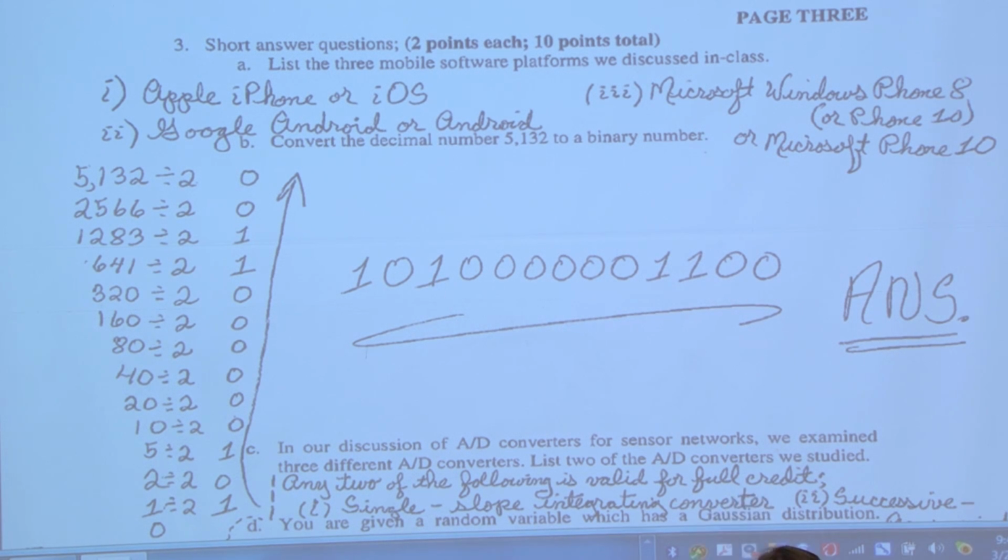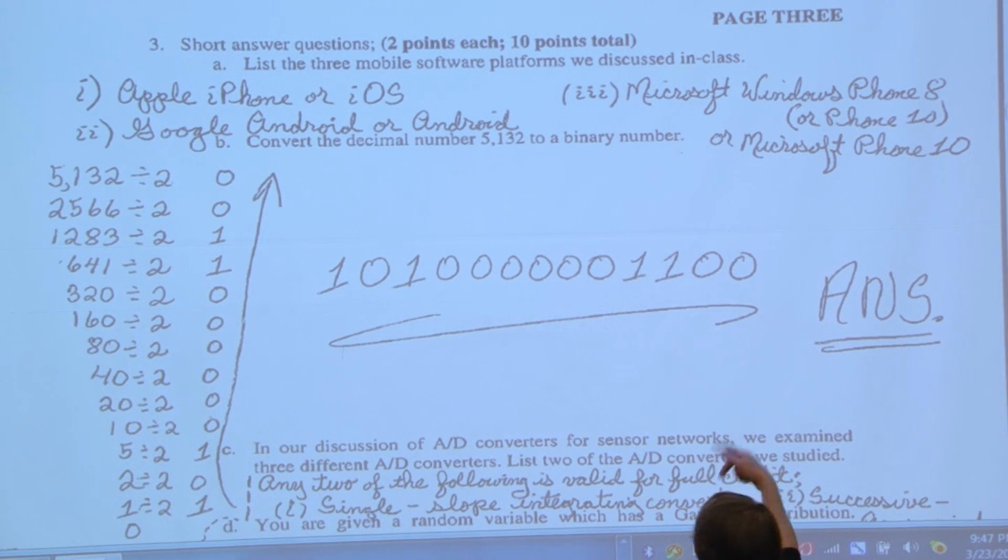I think we accept either one for full credit. Those are the 3. Okay, short answer questions. We got all of that.